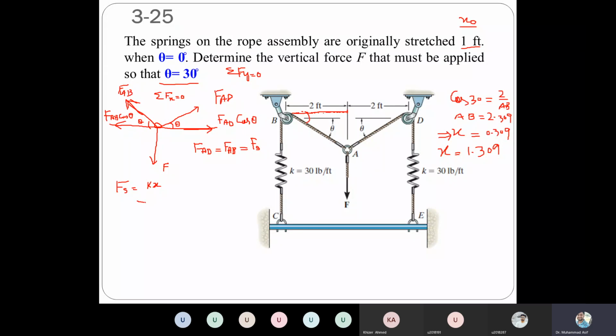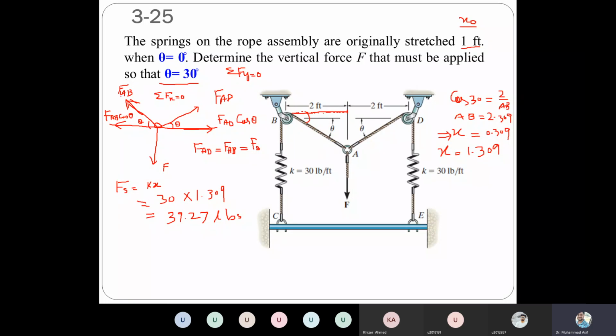So if we put it here, the K value is 30. So 30 multiplied by 1.309 will be equal to the spring force. That value is basically equal to 39.27 pounds. So that's the spring force.